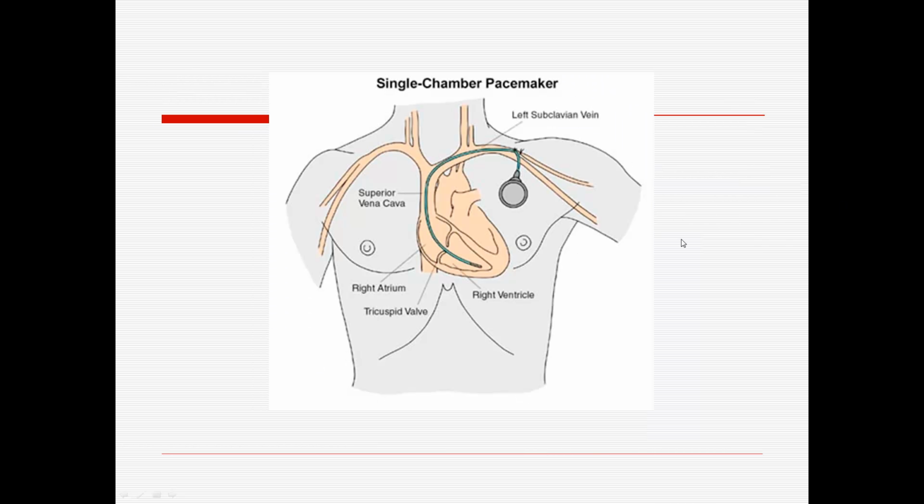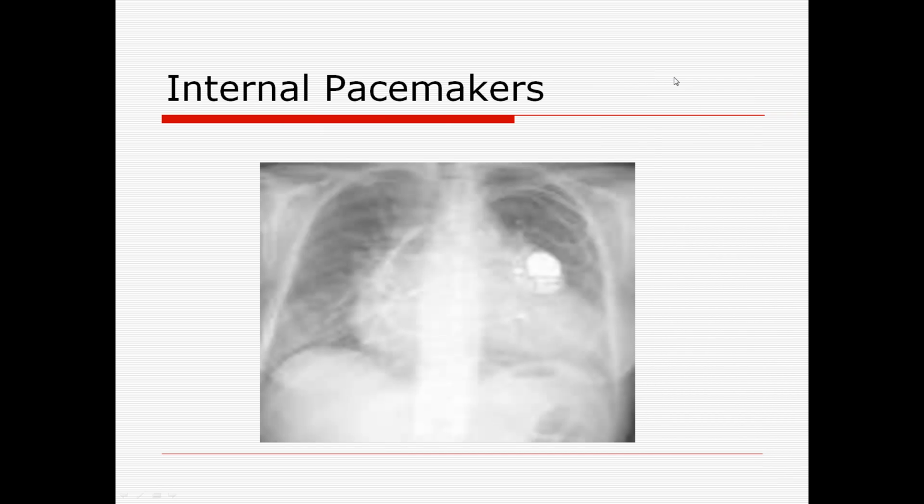Here's another picture. Here's a single chamber pacemaker. Here's your pacemaker. It goes right down into the vena cava and it gets implanted right there in the ventricle, in the chamber inside. Here's an X-ray. Notice the pacer right there. This is dual paced. Here's one pacer wire, and here's the other pacer wire.